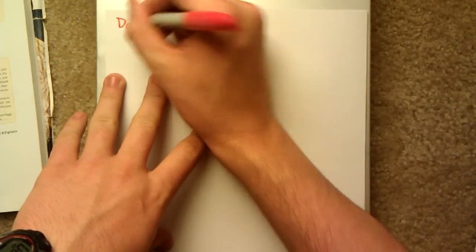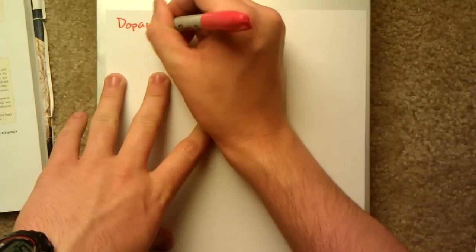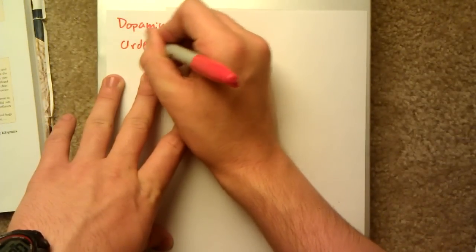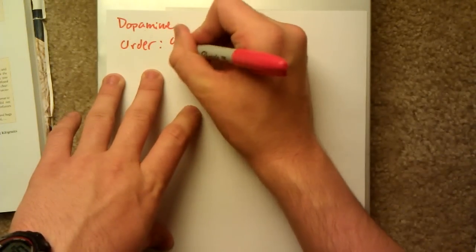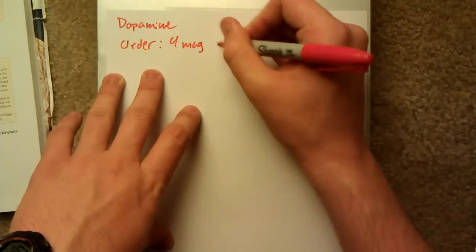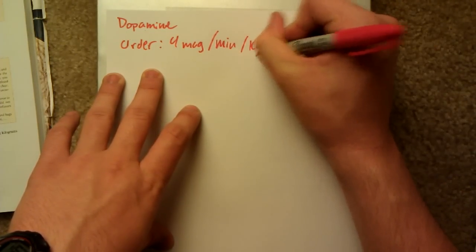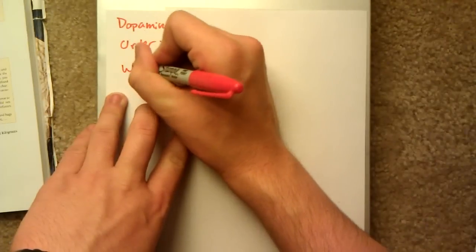Now, when working out these word problems, something that I find helpful is to get all the information out onto the paper. When there's a lot of variables, no matter how good at math you are, it's very simple to mix up. So at the top right, dopamine. And we're going to start with the order. The physician has ordered 4 mics, or 4 micrograms, per minute, per kilogram.